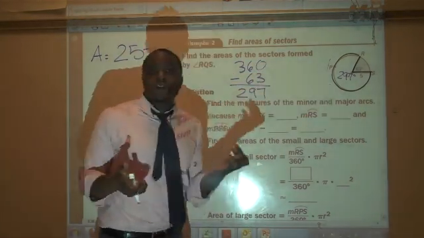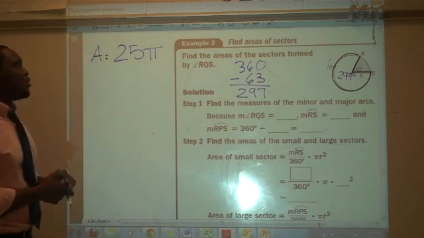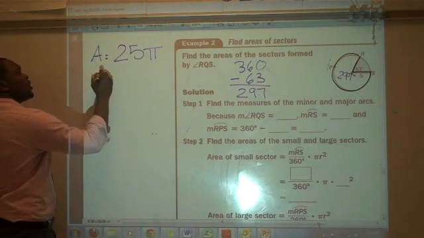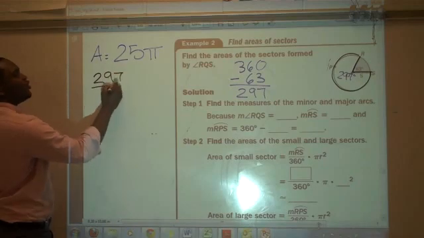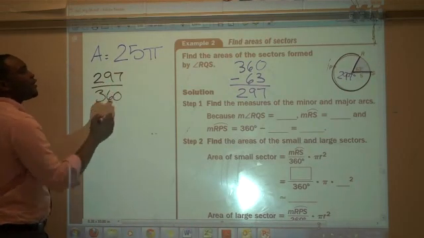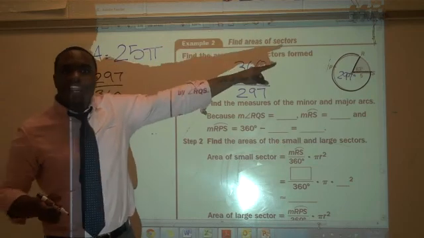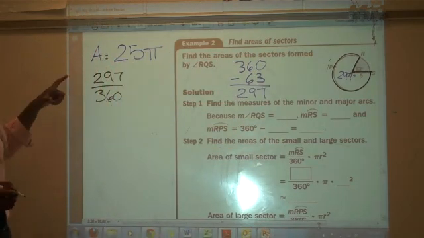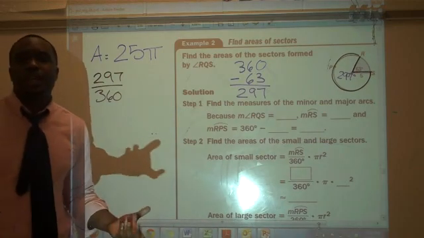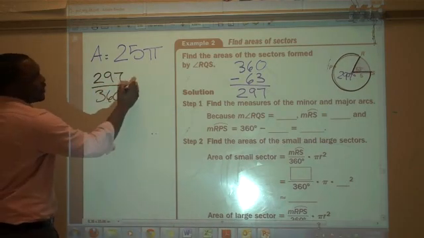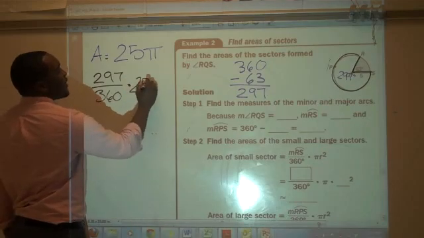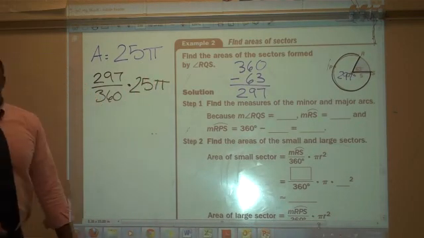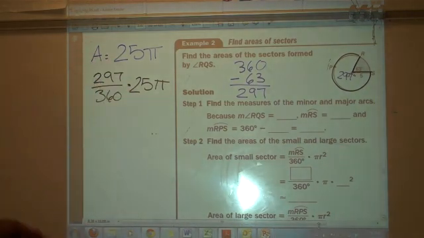So you guys told me that how many degrees were in a full circle? Well, we know 360. So I have 297 of those 360 degrees taken up by that large sector. So 297 out of 360, that's my fraction. That's the fraction of the circle that I'm looking for. I can take that fraction and multiply it times the area. We already found the area. It's 25 pi. So once again, using your calculator, I want you to multiply 297 over 360 times 25 pi.